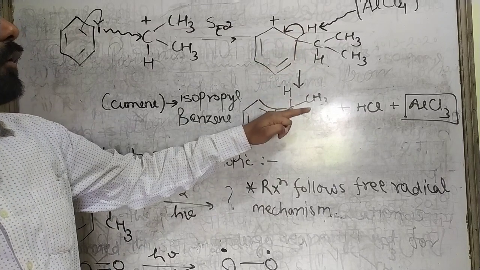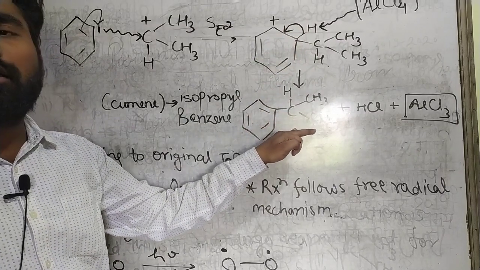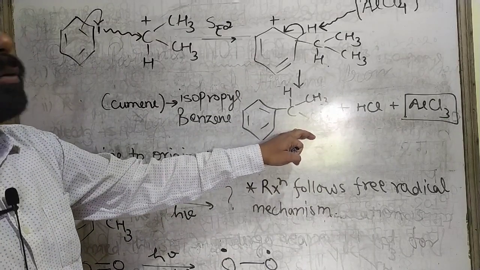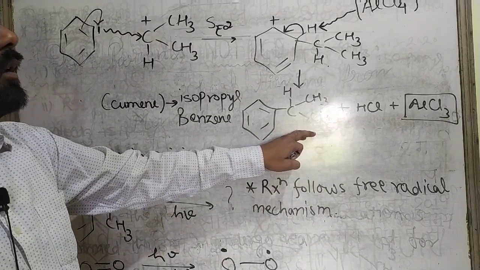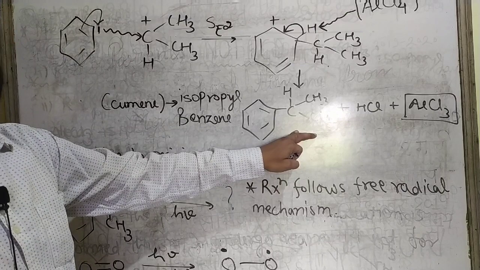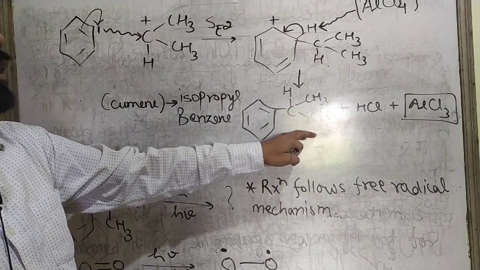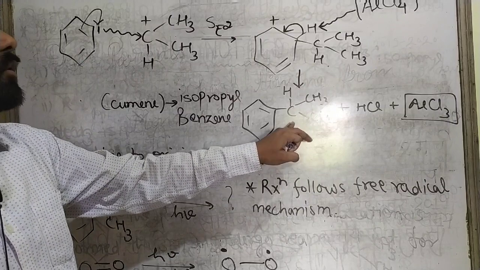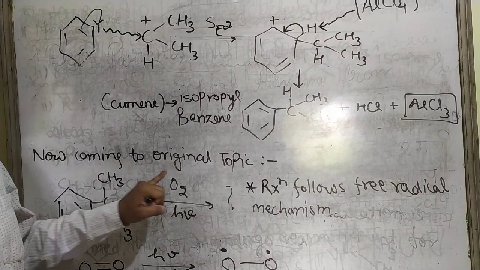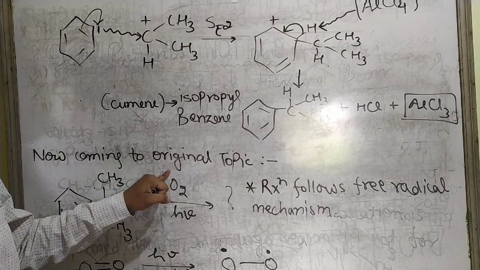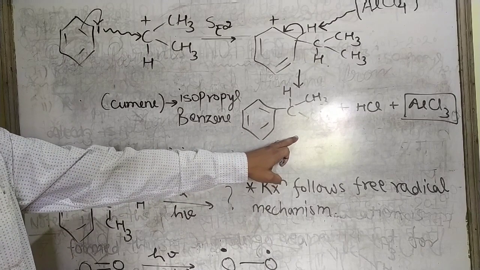Now this is the method which follows the Friedel-Crafts mechanism. There are many steps, many reactions: chlorination, bromination, nitration. These are all the processes which you have read earlier. So I am not going into depth for this topic. Now coming to the original topic, which was the preparation of phenol via cumene. Now cumene has been prepared.